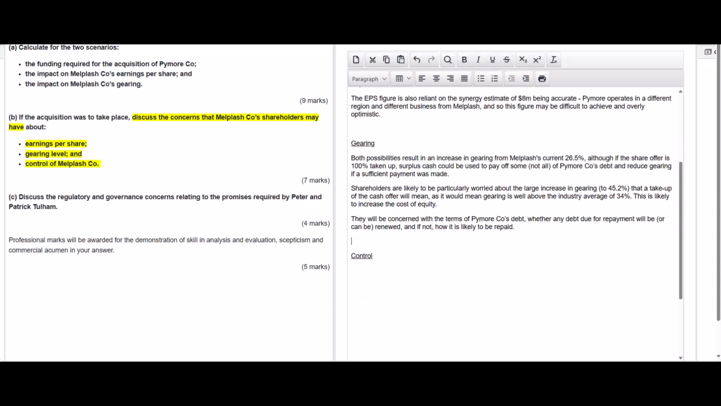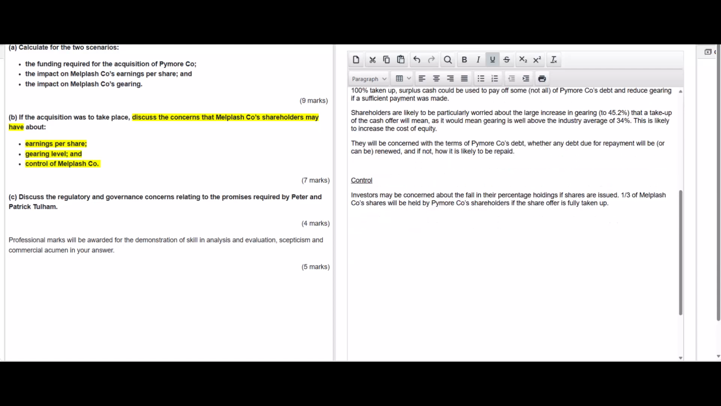So let's think about the impact of each decision on control. And the first thing to say is if they do the share offer, then they're going to have to share the business with Pymore going forwards. So 1/3 of Melplash's shares would be owned by Pymore. Remember, we said we'd issue them 100 million and Melplash have 200 million. So that is going to be a fairly significant amount of the business that they own.